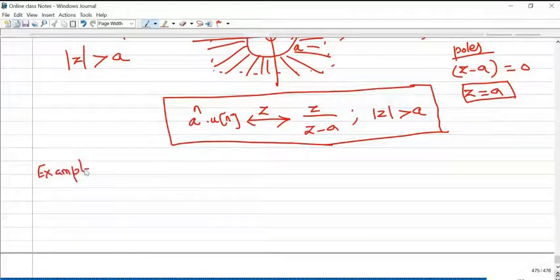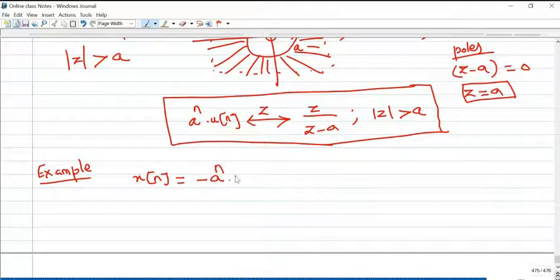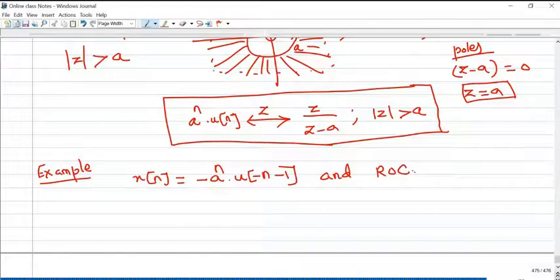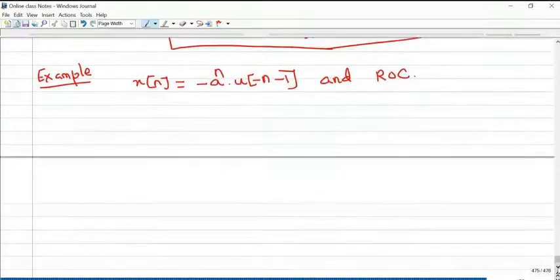Second example. Find the Z transform of x of n equal to minus a power n u of minus n minus 1, and the region of convergence. The first problem was a power n u of n. In the second example we have taken minus a power n u of minus n minus 1.